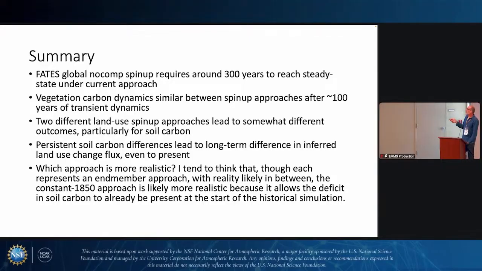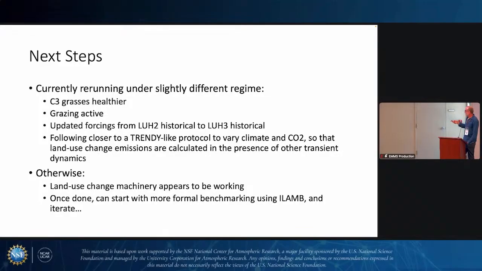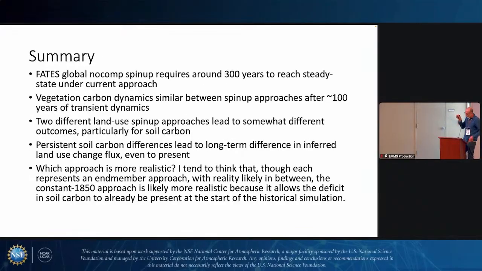Which then begs the question, which approach is more realistic, right? I tend to think that both of these two cases represent kind of an end-member approach, where you assume you can apply all the history all at once, or that everything's fully equilibrated to this long-term history. Reality is probably somewhere in between, but I think this constant 1850 approach is likely more realistic because it allows this deficit in the soil carbon to already be present, so the model is not trying to bake that in during the transient dynamics of the historical simulation.